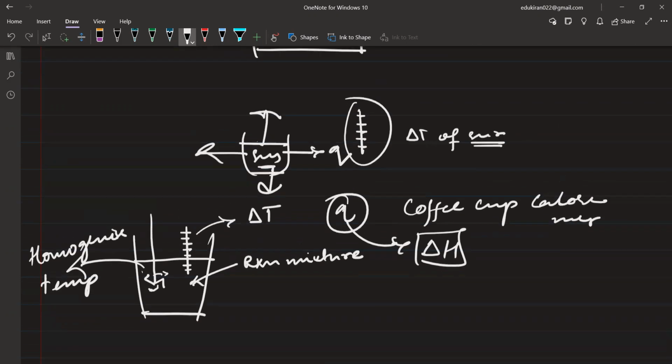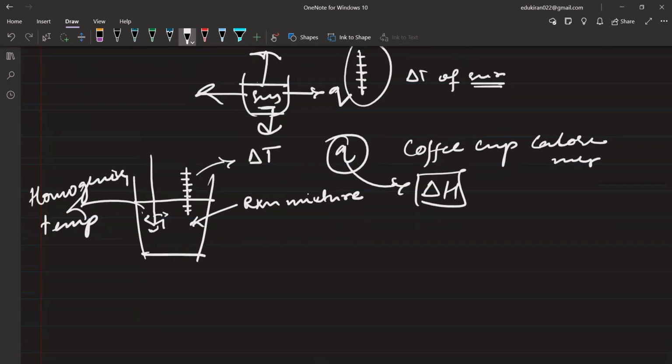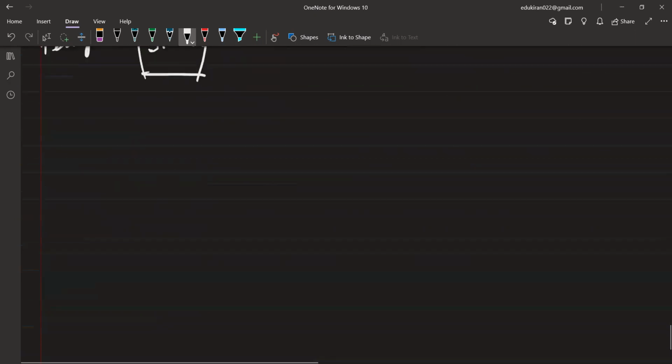How does the coffee cup work? Yes or no, tell me. Yes. Okay, it is very easy, right? You will also cover this cup, because if you don't cover this cup, the heat will go out. Right, first of all, write here: delta H measurement, or measurement of heat.